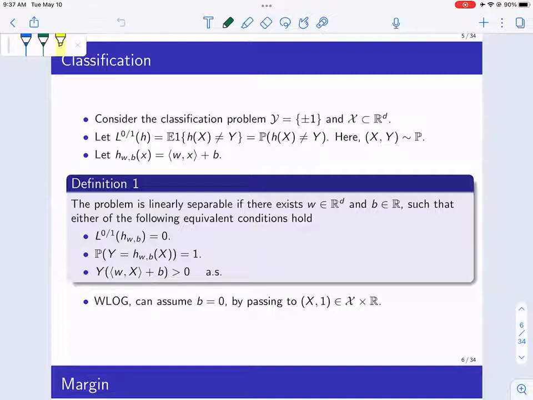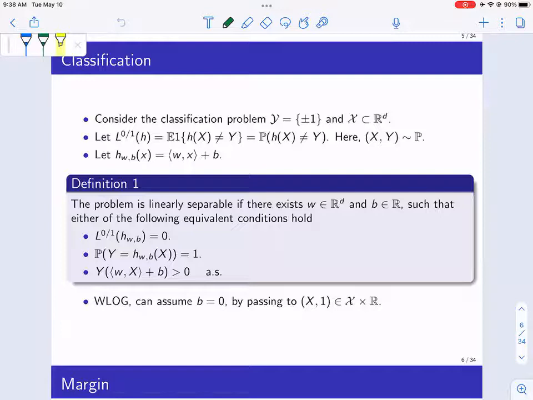And then we look at the loss function. The basic one is the 0-1 loss. So if you have a function h that's predicting y, so you have h(x) approximately y, then your 0-1 loss would be the expectation of the indicator that h(x) is not equal to y. And this is equivalent to the probability that h(x) is not equal to y under the generic example (x, y) drawn from the distribution P.